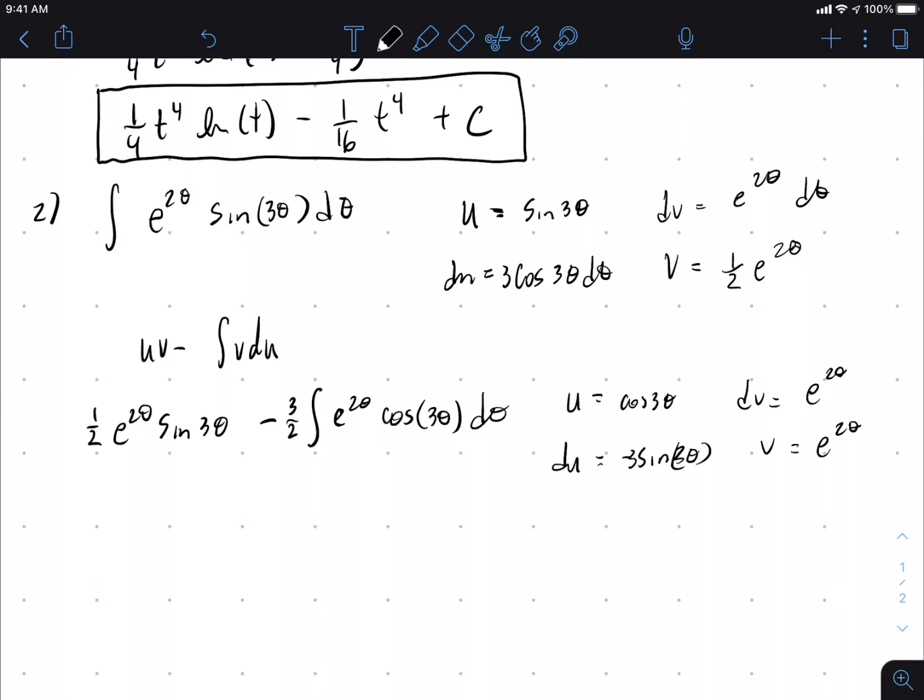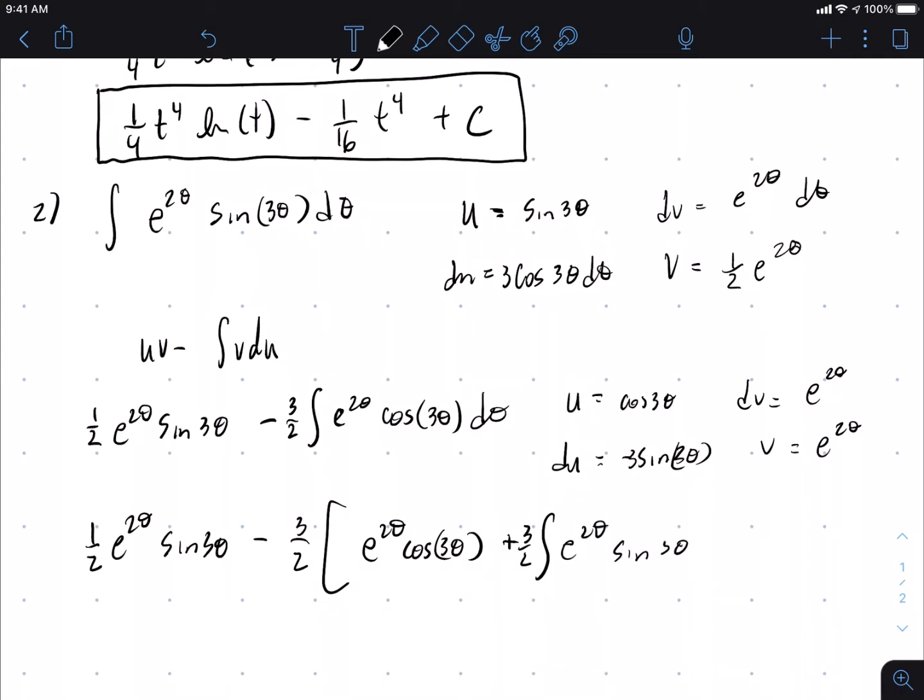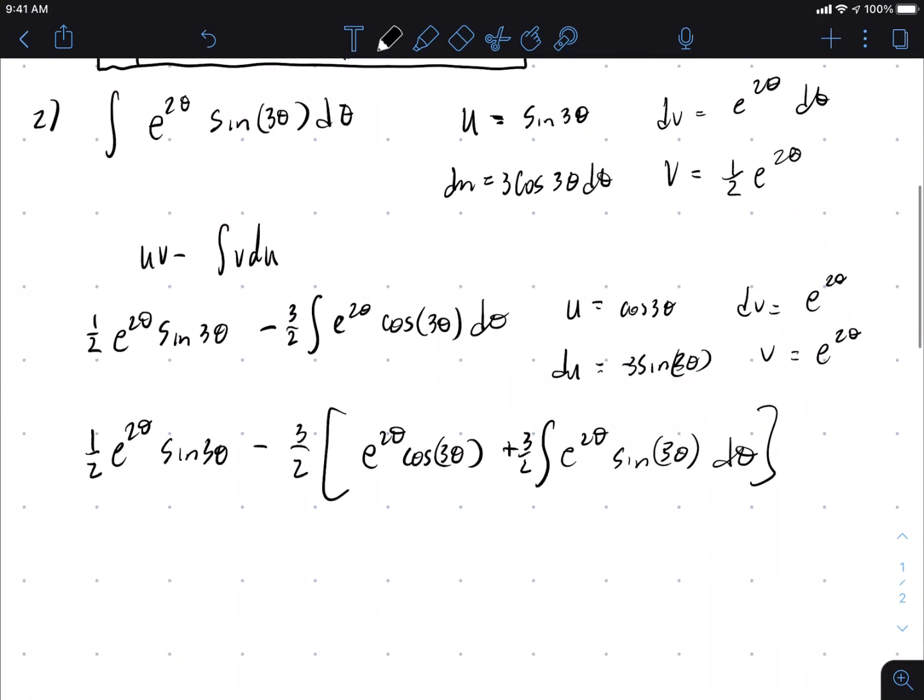Because what's going to end up happening, I'm going to have 1/2 e to the 2 theta sine 3 theta minus, and then we have to remember this 3/2. Don't mess that up. That's where people will make their mistake with this problem. So it's going to be u times v, which gives me e to the 2 theta cosine 3 theta minus the integral. But there's a negative, so it's going to become a plus, right? 3/2 e to the 2 theta sine 3 theta d theta.